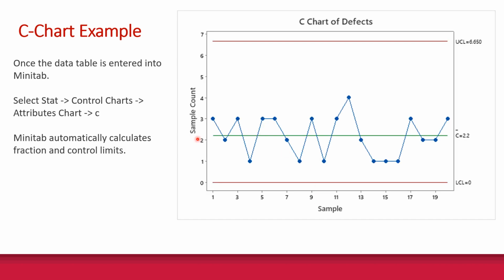So once we enter this data into Minitab, again, this is a single column, go to Stat, Control Charts, Attributes Charts, and select C. Minitab will then automatically generate the control chart. Here you can see the limits. Just check these are the same limits we had by doing it by hand. So everything looks fine here. So these are very easy charts to construct. Minitab does a beautiful job of it.